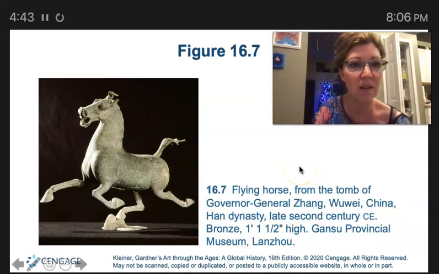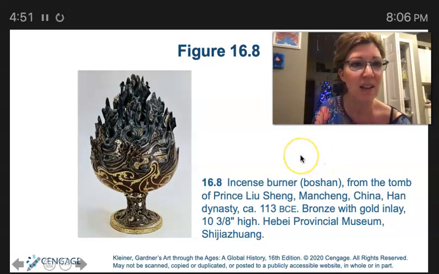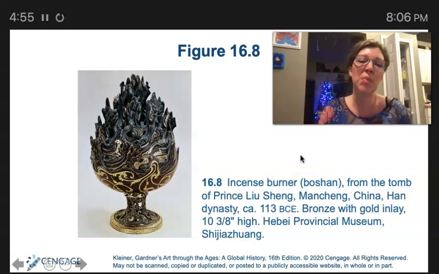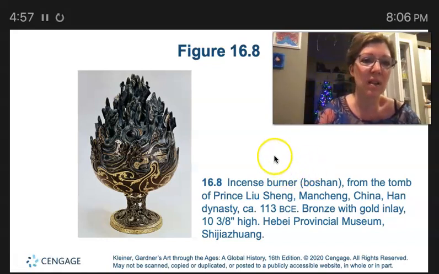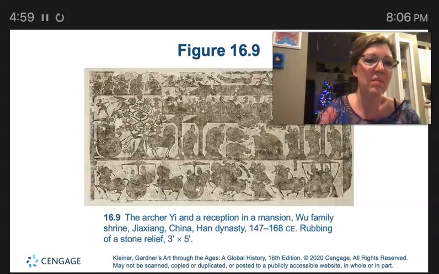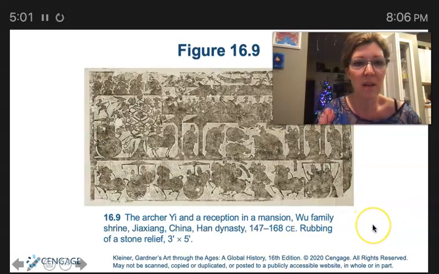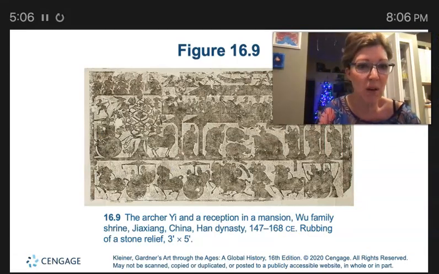Oh, so cool. Bronze, flying horse. Fantastic. And an incense burner. Well, you have to be able to burn incense in the afterlife, right? Okay, so this is a really notable piece as well.